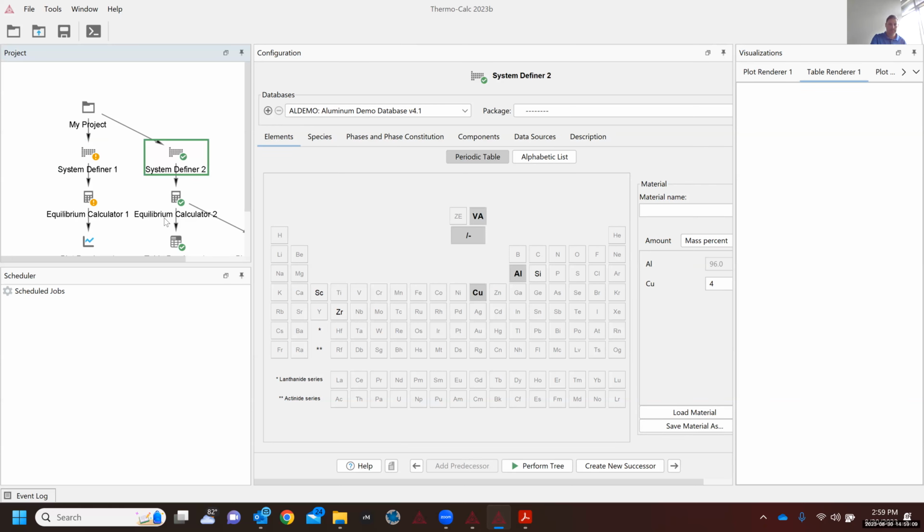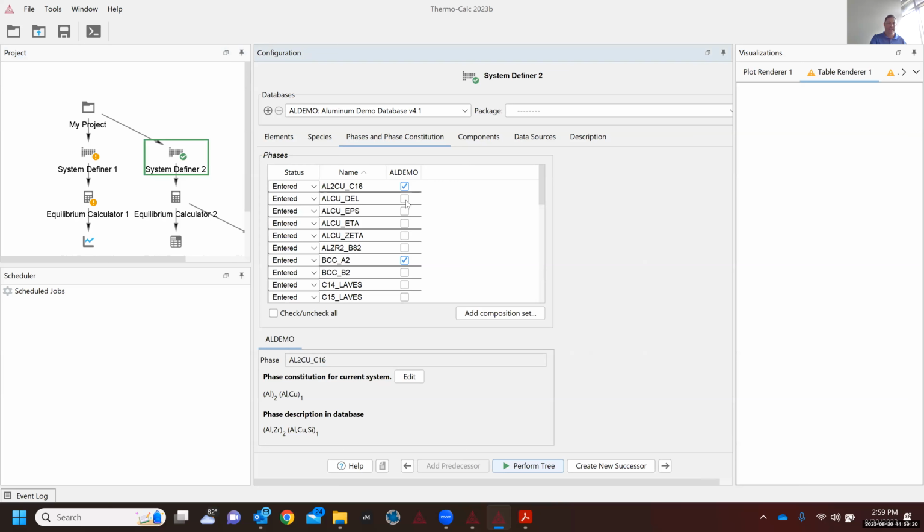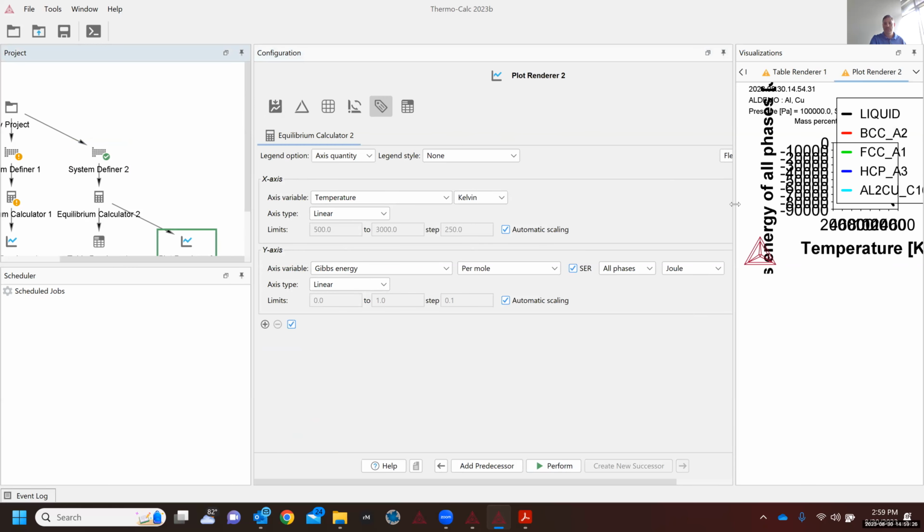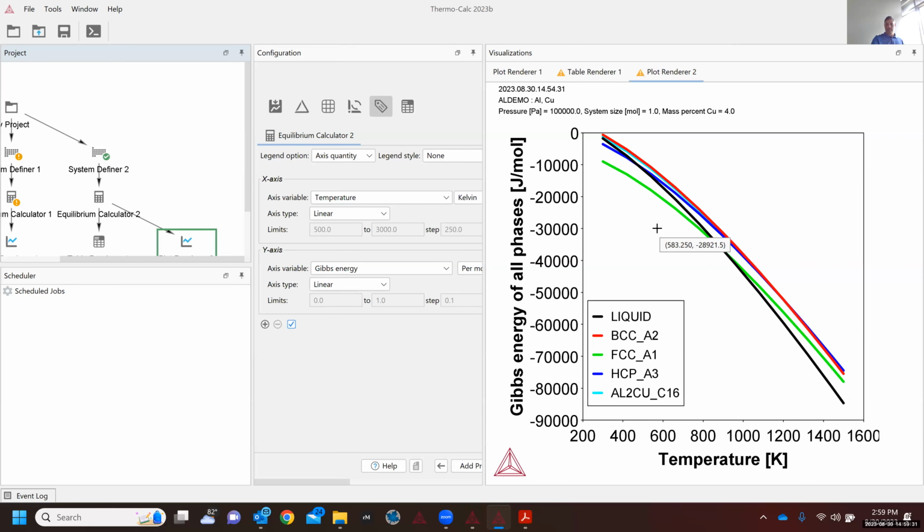Calculate a phase diagram. So I'm going to continue to use the aluminum demo database, but now I'm going to come back here. When I unchecked all these phases, I did it because if I didn't, it would have given me the free energy curves as a function of temperature for every phase that was checked, and it would be crazy. So I just unchecked everything and checked some of the phases of importance. You can see that there is a description for BCC and HCP, even though we're not going to see it.